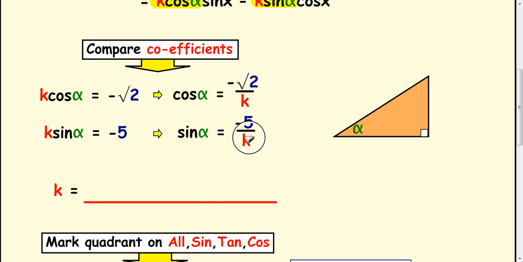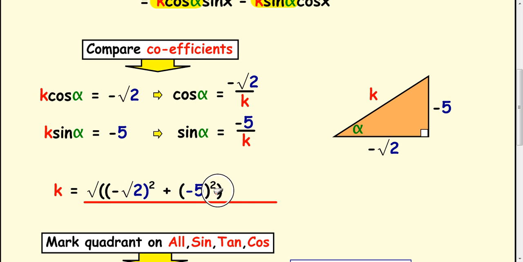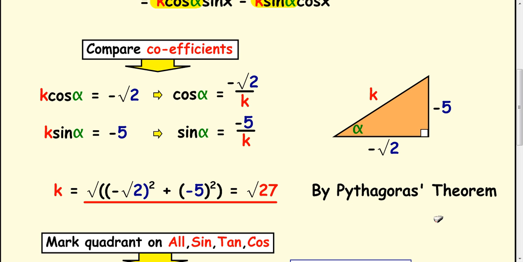Divide through by k with both parts and then do your Pythagoras. So cos is equal to adjacent over hypotenuse. This is your adjacent, so it's negative root 2. That's your hypotenuse, so it's k. And sine is equal to negative 5 over k. That's your opposite and hypotenuse, so negative 5. Pythagoras again to find the amplitude of the new wave. So the square root of negative 2 squared plus negative 5 squared, and that comes out as root 27. Now you could convert that into root 3 times root 9 and then 3 root 3. I've not done that here, but you could do that.